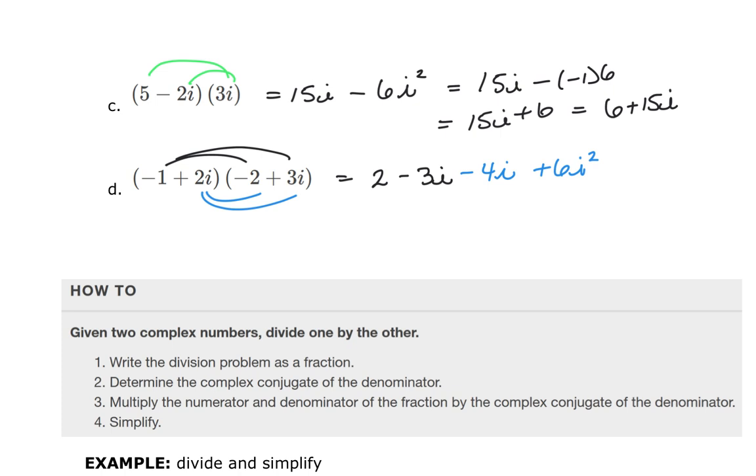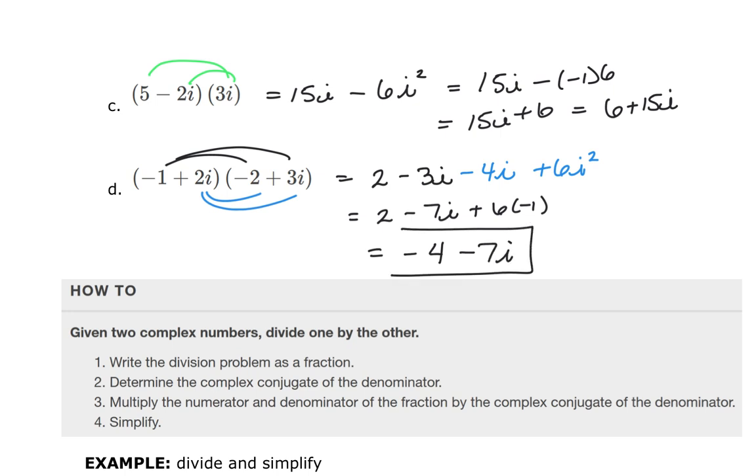Now I'm going to deal with anything I need to deal with. So what I mean by that is I'm going to have 2. I'm going to add and subtract the appropriate i's, which gives me negative 7i. And then, of course, 6i squared is the same thing as plus 6 multiplied by negative 1. So now what I really have is 2 minus 6, which gives me negative 4 minus 7i, and that is my final answer.